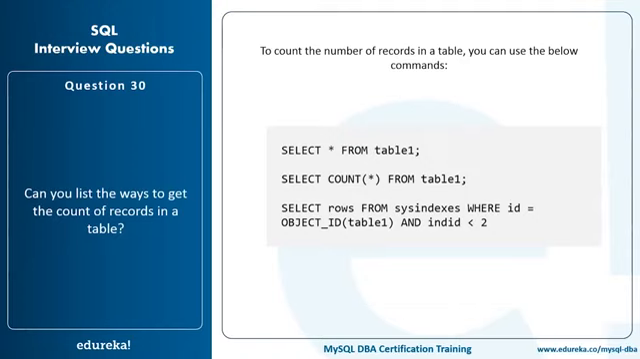And coming to the third query, that is select rows from sys.indexes where id equals object ID of table 1 and indid is less than 2. That means it basically counts the number of records in a table with system indexes. These are the various ways to count the number of records in a table.